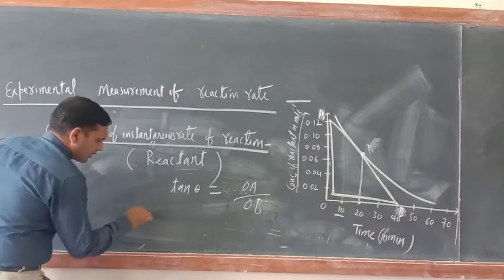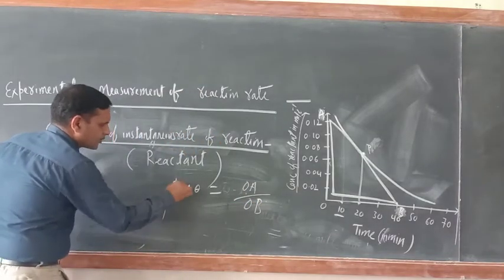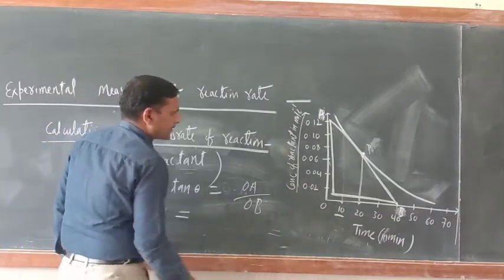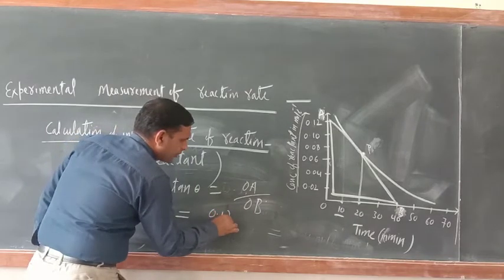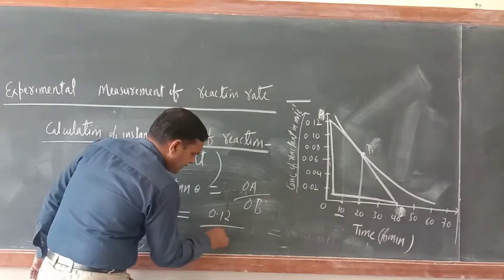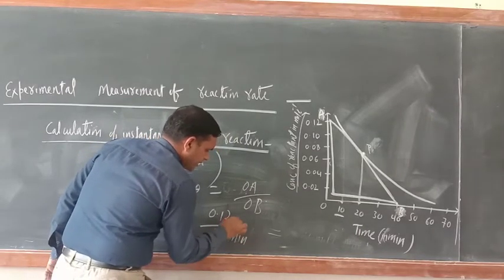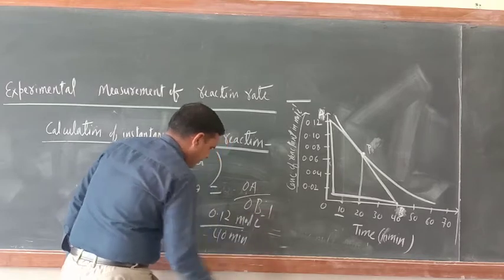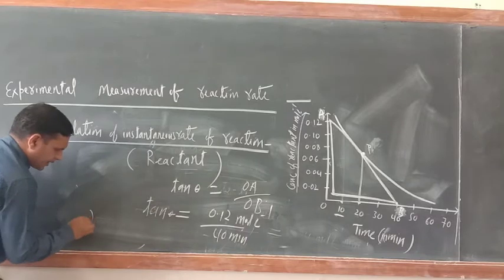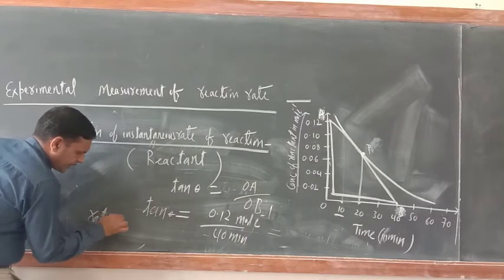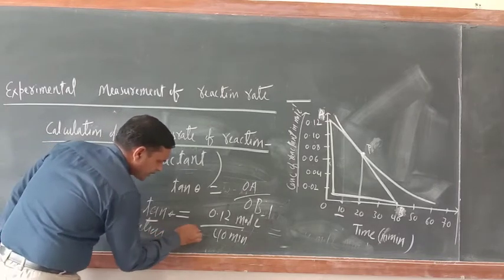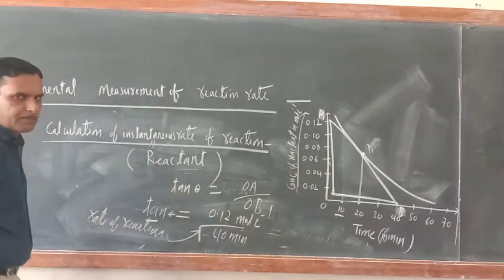So now this tangent is only the rate of reaction. This tangent equals OA, the concentration 0.12, and what is OB, that is near about 40 minutes. This is 40 minutes. This is mole liter inverse. Now this tan theta is only the instantaneous rate of reaction. Rate of reaction is equal to this much.